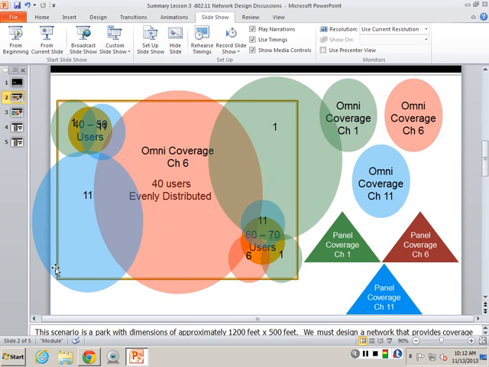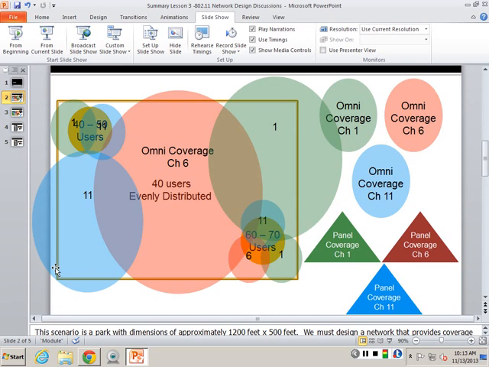Okay? Other comments on this? Have we provided adequate coverage for our users? Yeah. As a rule of thumb, 25 users per AP. We have... Maybe you might get into a situation where if everybody clumped together in the middle, we'd have a problem, but I'm not planning on that. I said they were evenly distributed. We're okay.